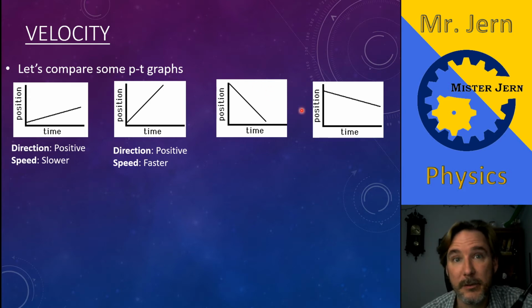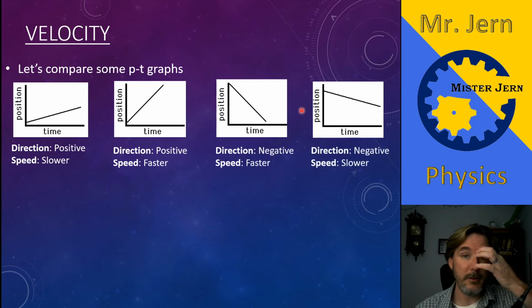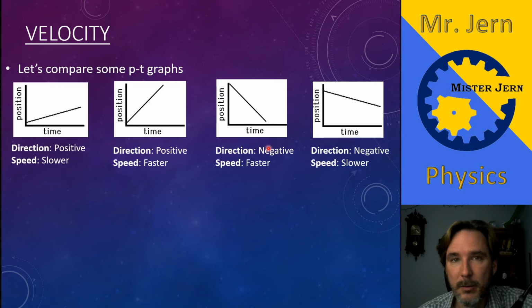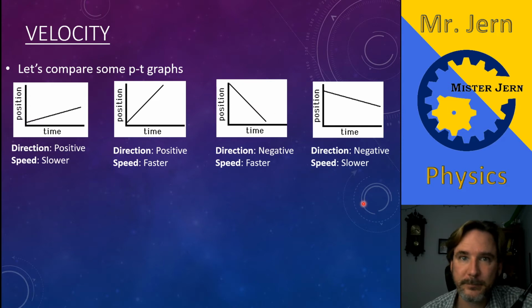Well, the one with the steeper slope still, because when you actually do the calculations, you're going to find that even though it's negative, the number is larger, the magnitude is larger. And so that means this one is moving faster because it's steeper. So let's take a look at one more, or a couple more.